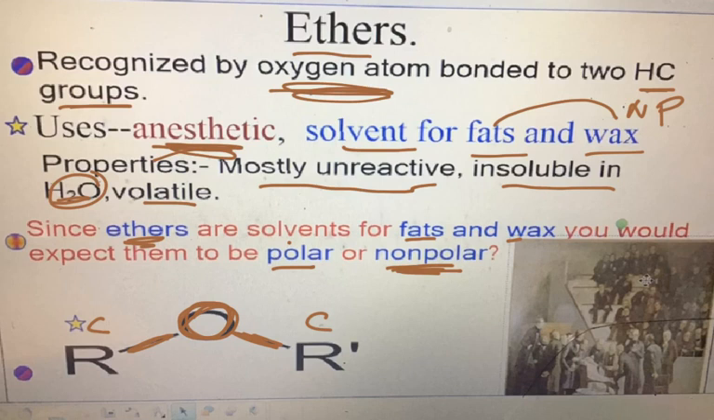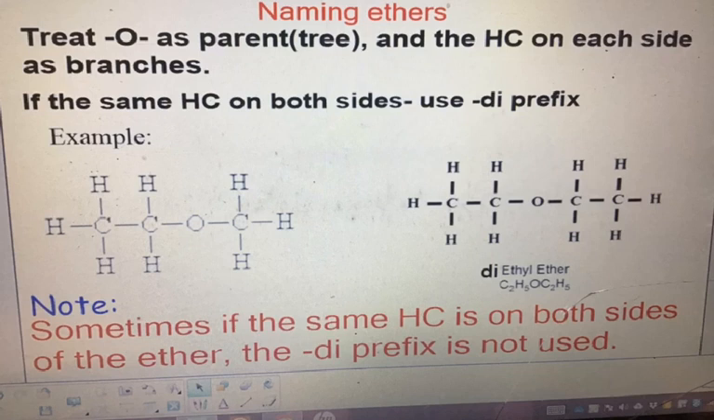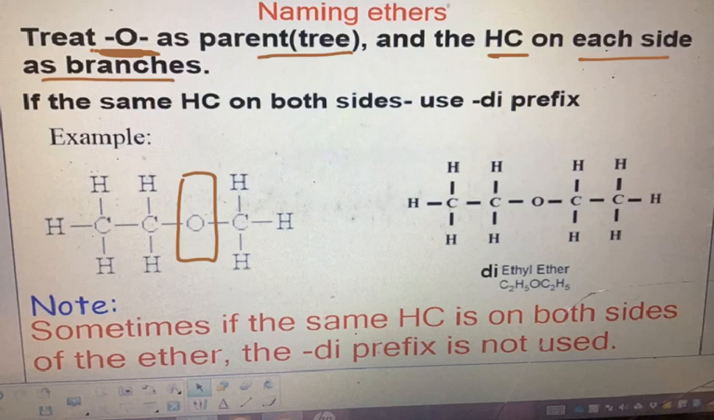Okay, so move on. Now, how do we name and write ethers? So here's what you do, folks. You will treat the single bonded oxygen on both sides as the parent, and the hydrocarbons on each side, you would consider those guys to be branches. So here's what I mean. You would treat this guy right here, the oxygen with the single bonds, that's your parent. And these guys right here and here, you will call those guys branches. Remember, we said branches are basically alkyl groups, and they get a yl ending.